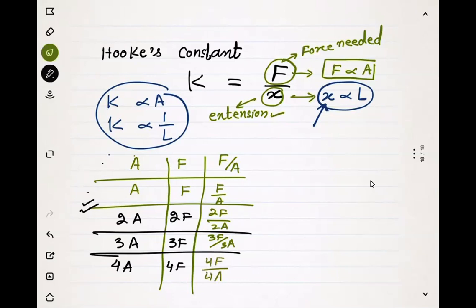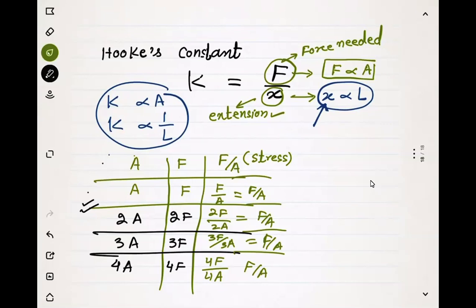Because if the area becomes double, then the force needed for the same extension also becomes double. And this quantity F over A, which is called stress, is not depending on the area. So the answer is F over A all the time. Even if you are changing the area, F over A remains constant.